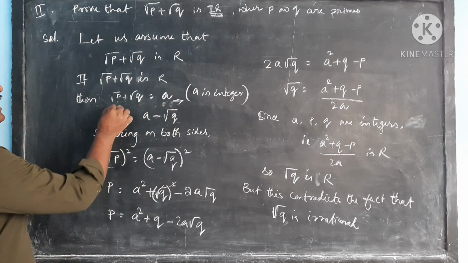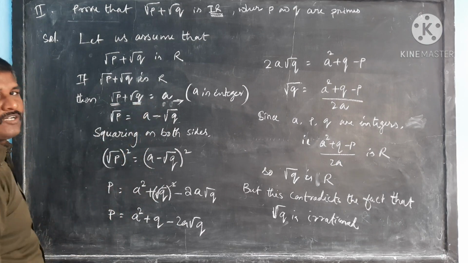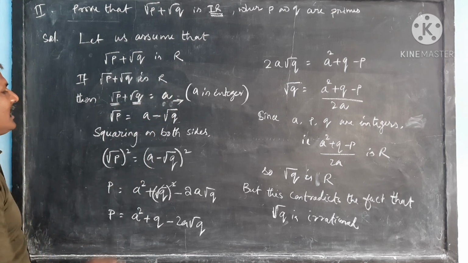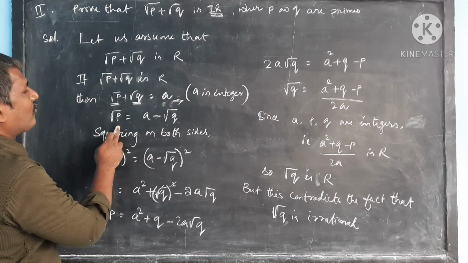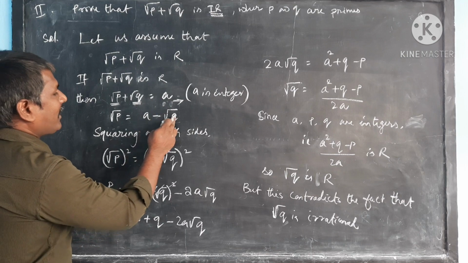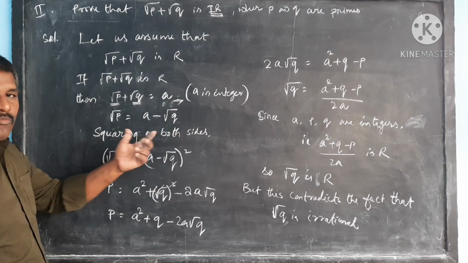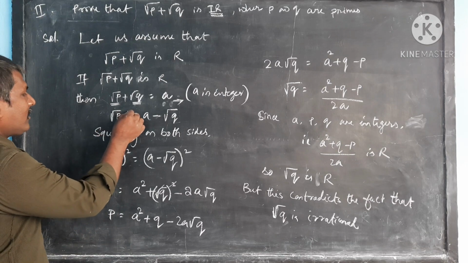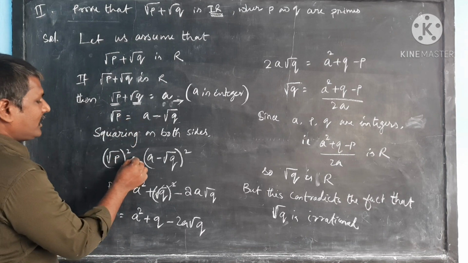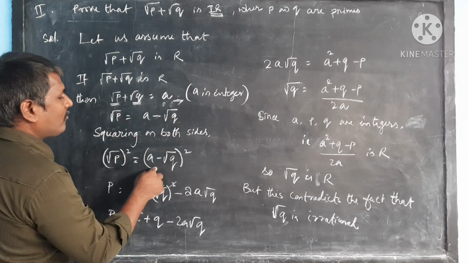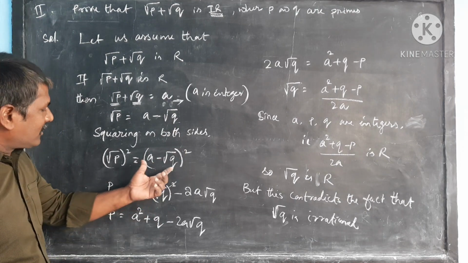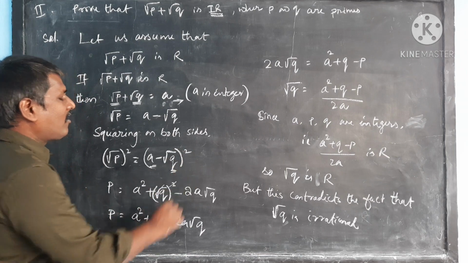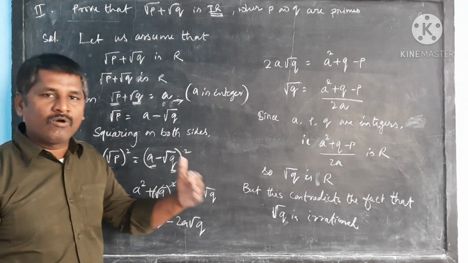Now transfer any one of the terms of the left side to the right side. Now I transfer root q to the right side. Then I will get root p is equal to, after transferring root q, a minus root q. So squaring on both sides of the equation, we get root p whole square is equal to a minus root q whole square. Now look here, a minus root q whole square is in the form of a minus b whole square.